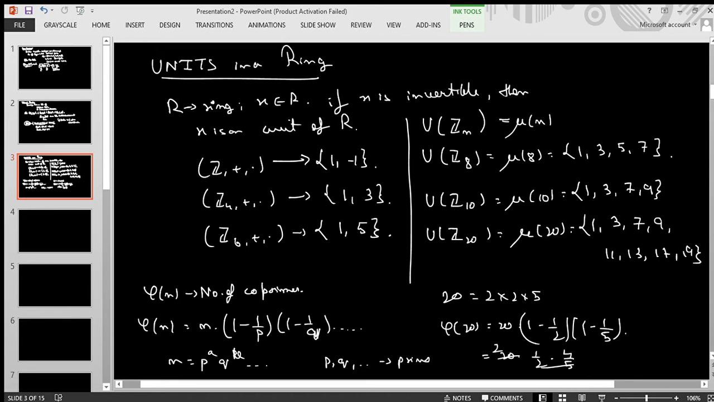Okay, is it clear how to find the units of the Zn ring? Basically, I am writing this again: U(R) means the collection of all units of R as a ring. Clear?